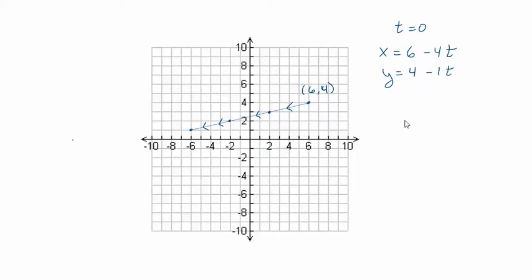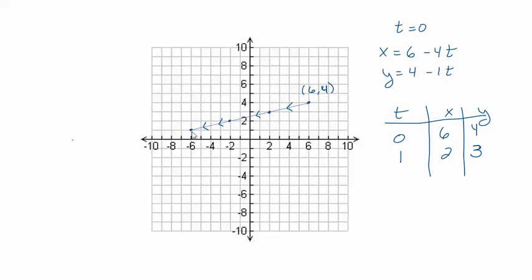So if I'm going to go down 1, left 4, I need to write my equation like this. Okay, so we could test it out and make sure it's working. If I put t equals 0, my x value is going to be 6, my y value is going to be 4. Great. Let's say I let t equal 1. Then x is 2, and y is 3, right? 4 minus 1 is 3. There you go. And so we're going to go this direction.